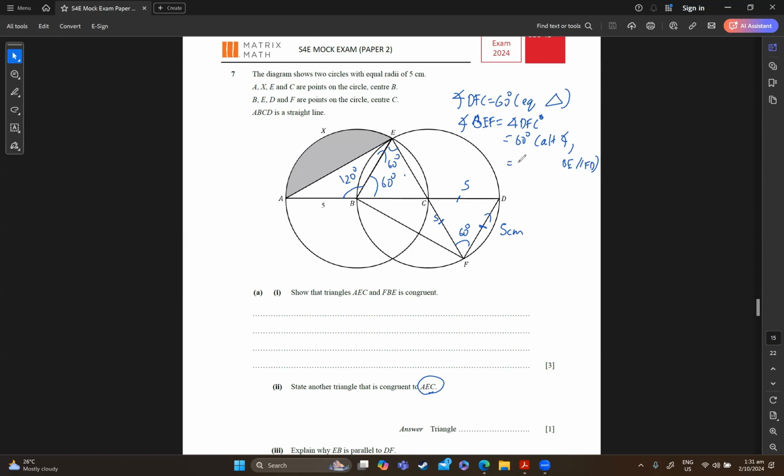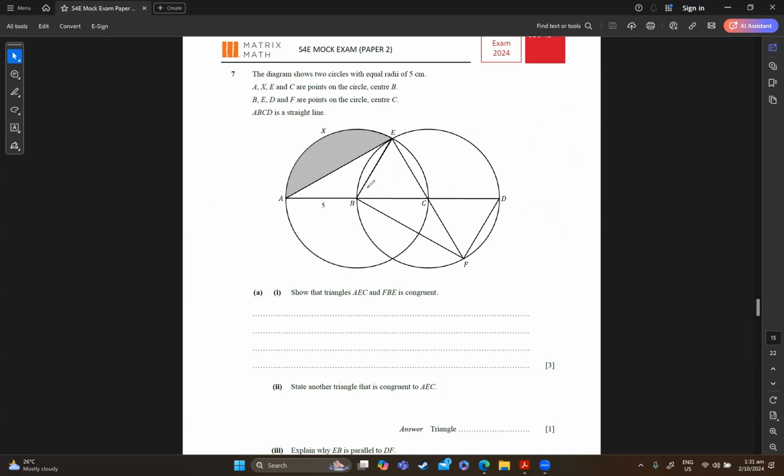Then you put this equals to angle EBC. Then you can write down angle ABE equals to 180 minus 60 degrees, right angles on a straight line. Okay, so this is 120 degrees, right?